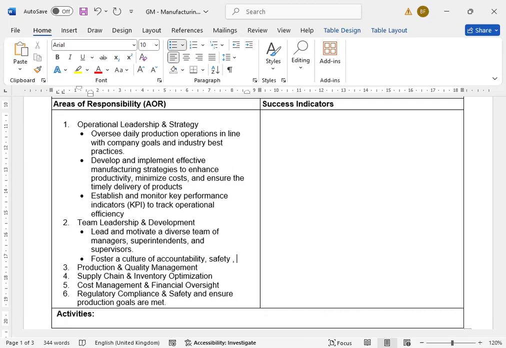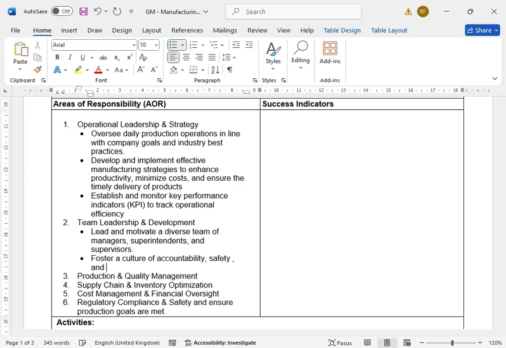This guy should attend training. There should be risk assessment in the plant, and risk assessment conducted in the warehouses, so that there will be no accident, no incident, no physical injuries. And of course quality, food quality and food safety. This is just to say within the team. All right, so foster a culture of accountability, safety, and quality within the team.